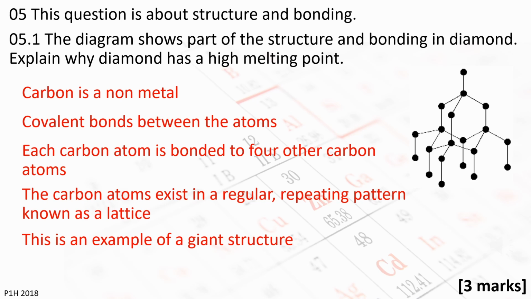Carbon is a non-metal. Covalent bonds occur between the atoms. Each carbon atom is bonded to 4 other carbon atoms. The carbon atoms exist in a regular repeating pattern known as a lattice. This is an example of a giant structure.